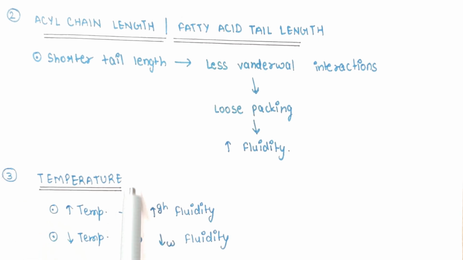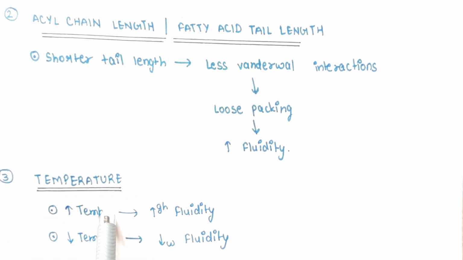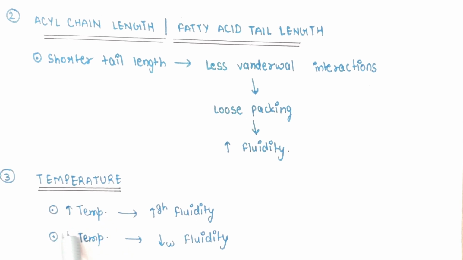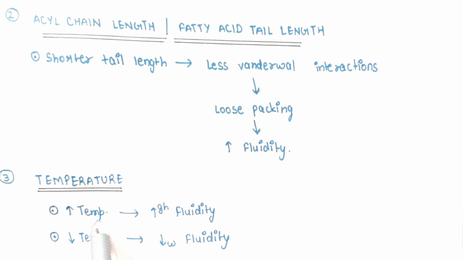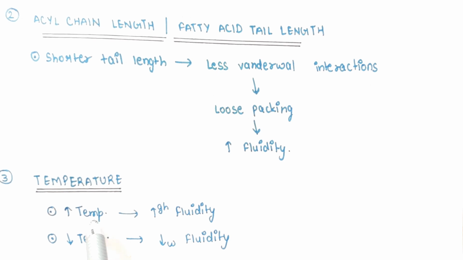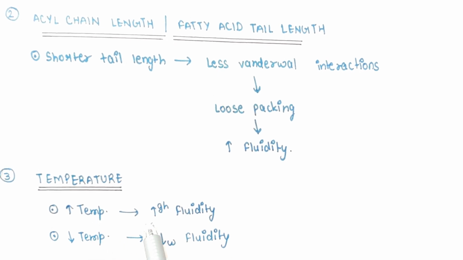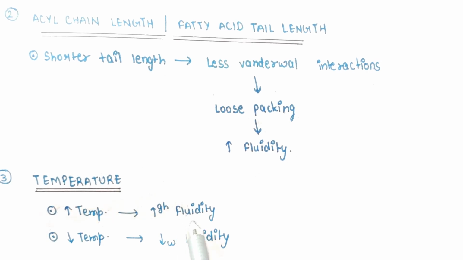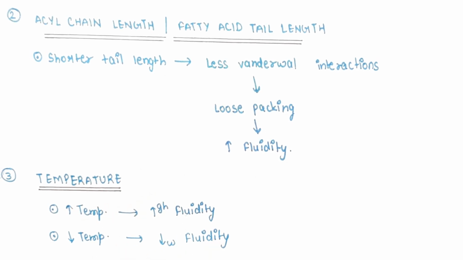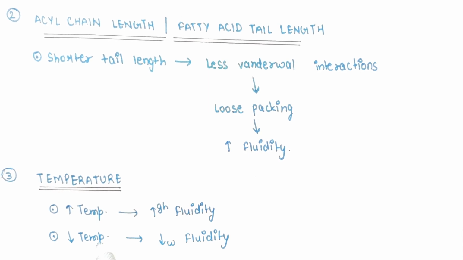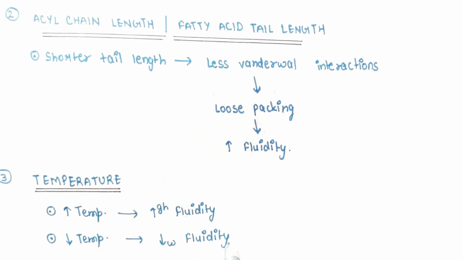And next, the third factor is the temperature. So as we know that on increasing temperature, the kinetic energy of the fatty acid tails increases, so they move more rapidly, and their rapid movement leads to high fluidity of the membrane. While at low temperature, these fatty acid tails move very little, and they lead to tight packing, and that tight packing results in a decrease in the fluidity of the membrane.